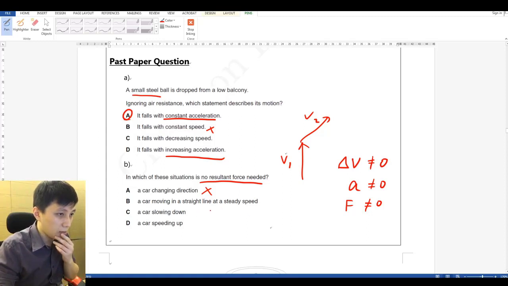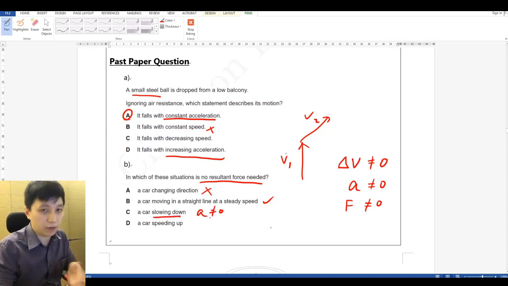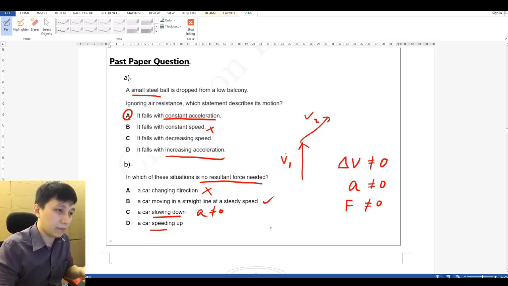Option B, moving at a steady speed, this is what Newton's first law talks about. Slowing down, that means a is not 0, you have a negative a, so again you need a force. Speeding up as well, so the only answer acceptable is B.